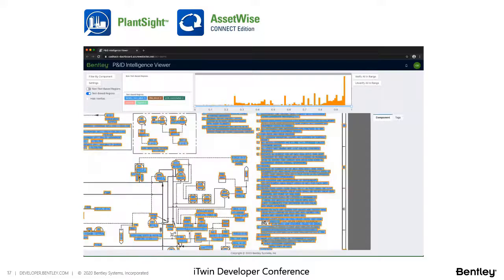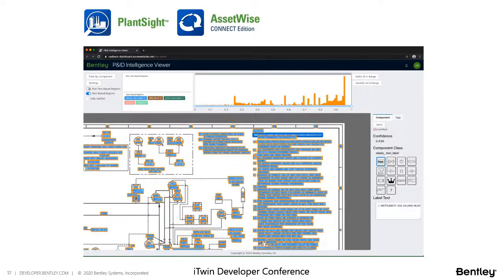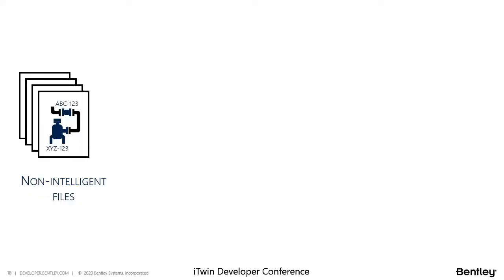This technology makes the benefits of digital twins immediately accessible to existing plants and unlocks latent value for users. The migration process starts with non-intelligent technical drawings in raster files, such as PDF or image formats. An optical character recognition algorithm first extracts the text boxes of the drawing.